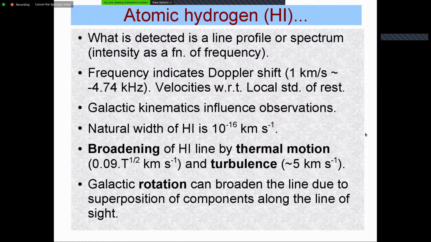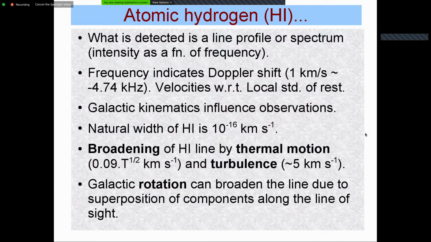This shift is typically due to velocity. So if the atomic hydrogen is coming towards you, it will be blue shifted. If it is going away from you, it will be red shifted. Red shifted means the frequency goes down, or the wavelength increases. So that is the way.